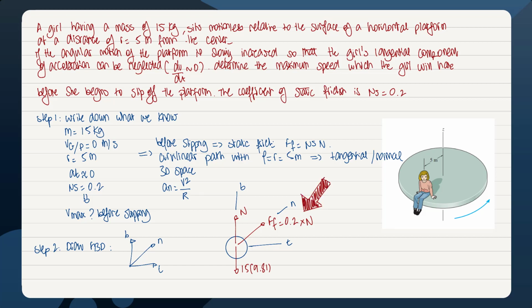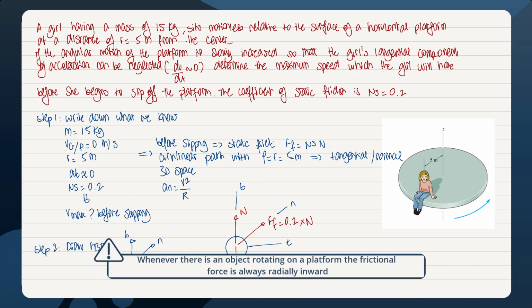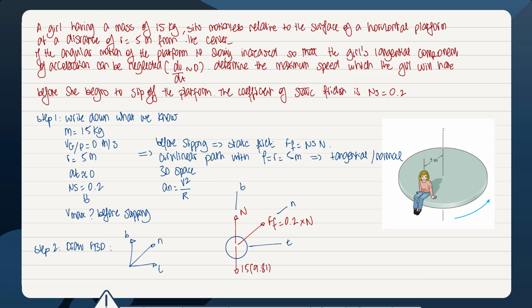Whenever you have an object sitting on a rotating platform, there is a virtual force that pushes the object outwards. If you remember from the friction lecture, friction always opposes motion. So if you think about this virtual force, which does not appear on the diagram since it's virtual, pushing you outwards, the frictional force needs to push you inwards. It needs to resist motion, and that's why it's radially inward. That's very important to keep in mind when solving problems.